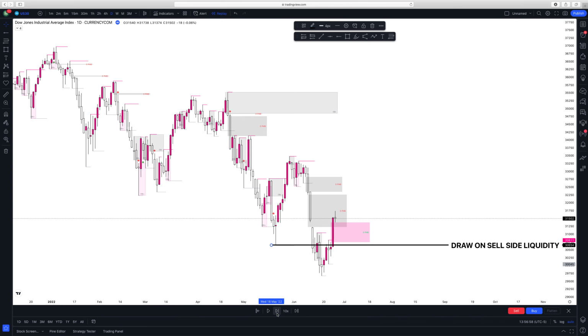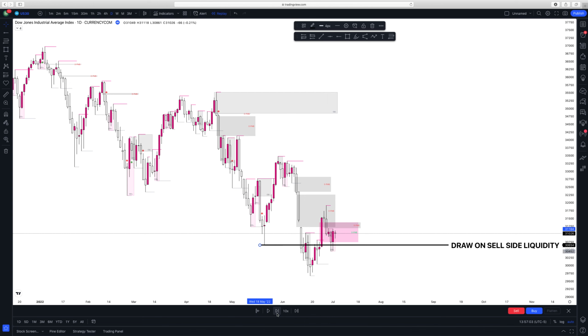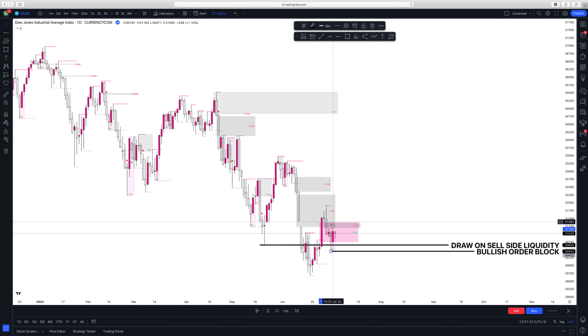So, yeah, no. All right, so there's been a draw on sell side liquidity. Now, here's a bullish order block. Now I want to see the market create another bullish fair value gap to enter in for buys in the market.